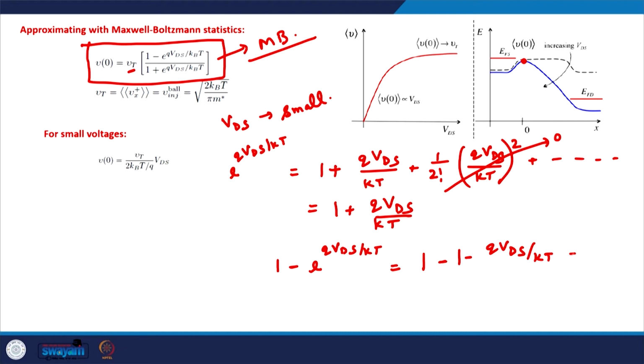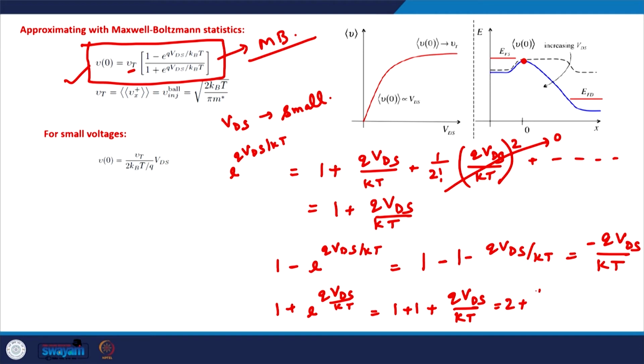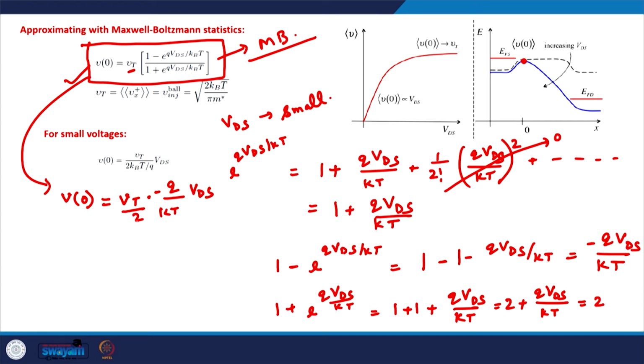So it is just minus q times VDS by KT, and the denominator in this expression, which is 1 plus q VDS by KT, this is 1 plus 1 plus q VDS by KT. So it is 2 plus q VDS by KT, and this VDS is very small as compared to KT by Q, so it is just 2. So this velocity, for small voltages, for small VDS, it is Vt times, in the numerator we have minus Q by KT VDS, in the denominator we just have a factor of 2.